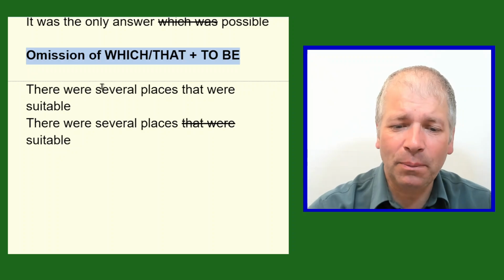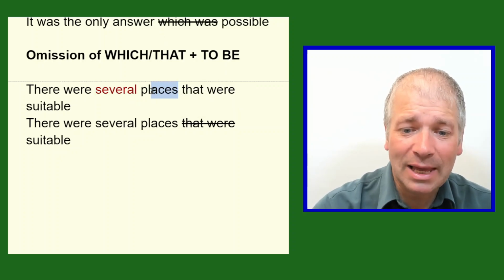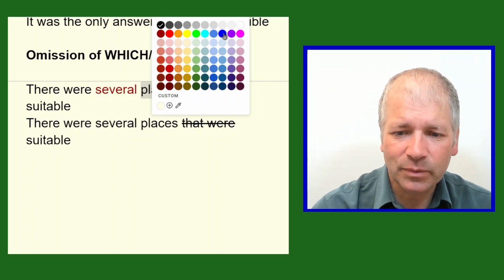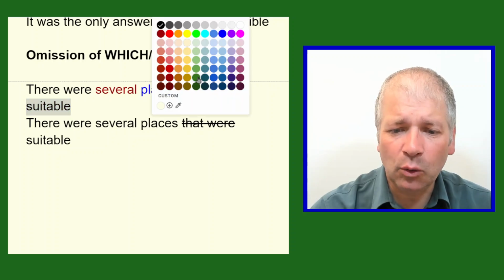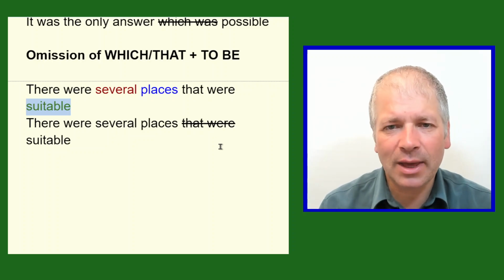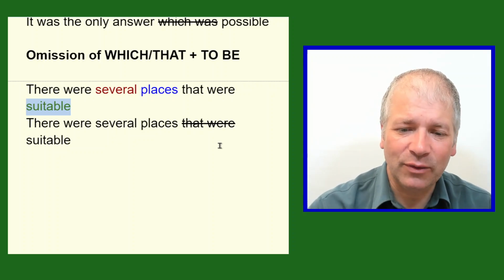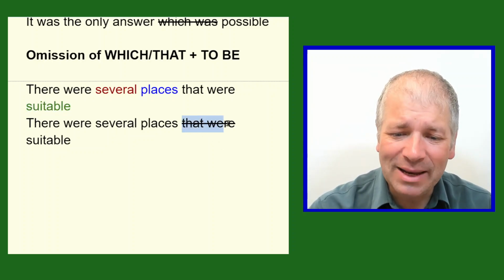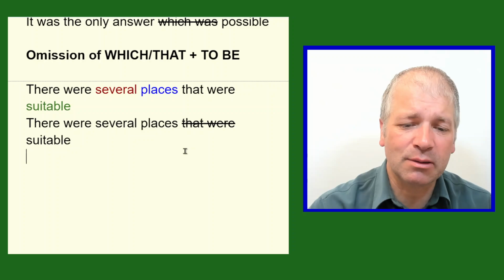The same is true in the next example. There were several places that were suitable. So several, we have the quantity word. Places is the noun. And that were suitable, well, that is the relative clause, that were. So we have the relative pronoun that. Then we have to be in the past, were, and then suitable, the adjective. Same again, we can omit that were and leave it as there were several places suitable.